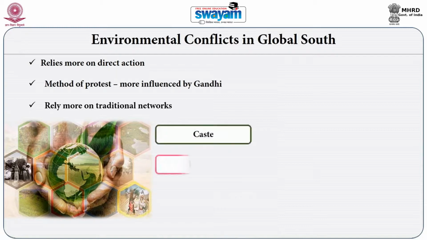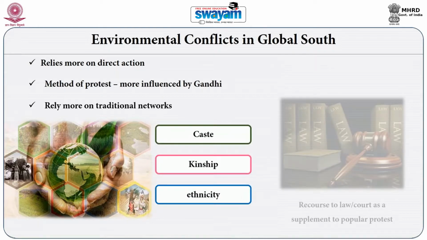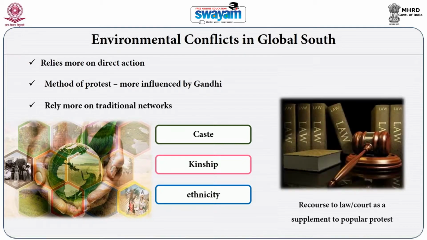So in that sense, we may realize that there is a difference between environmentalism in the global north and environmentalism in the global south. In the global north, environmentalism is more formal, more democratic, with recourse to court cases, lobbying, and putting pressure on the government. Environmental movements in the global south rely more on direct action, where collective mobilization takes place, or where mobilization is formed based on networks of kinship, caste and ethnicity.